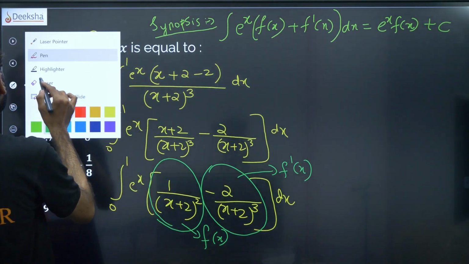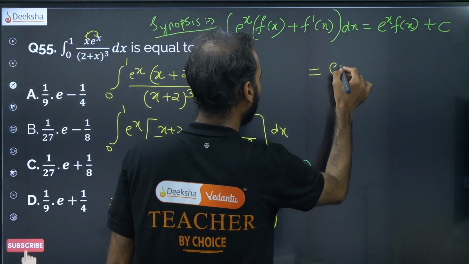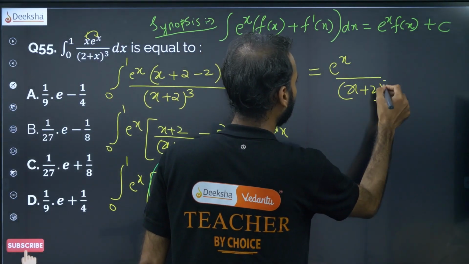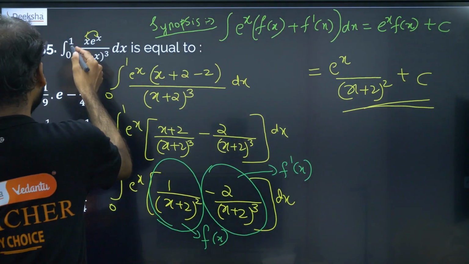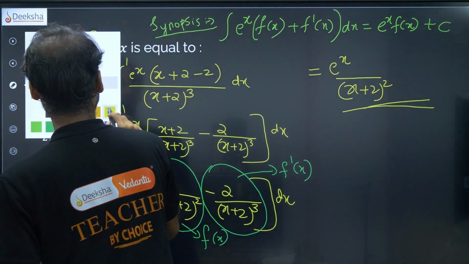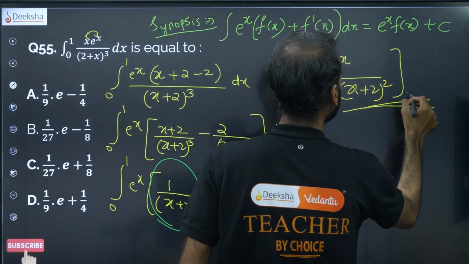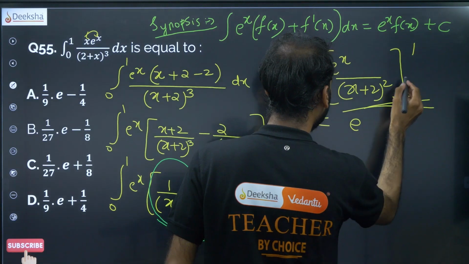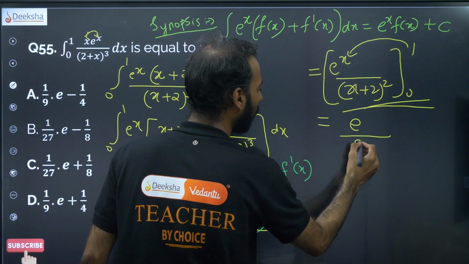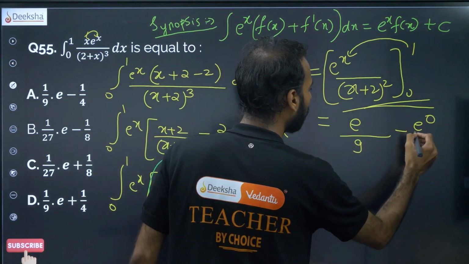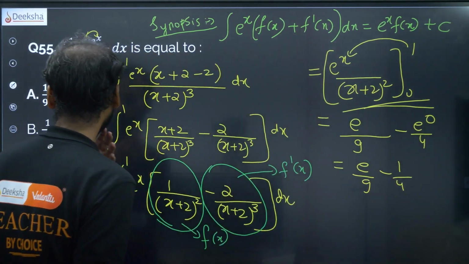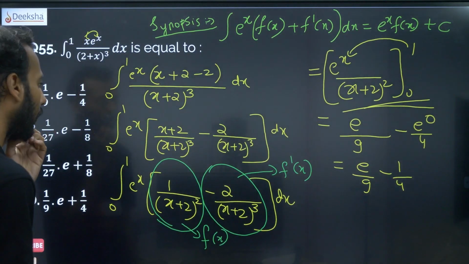Now if this is the case, we are left with e raised to x f of x. What is that f of x? 1 by x plus 2 square plus c. Since it is a definite integral, you should not write this c, and we are also left with the substitutions 0 to 1. Now this becomes e by 1 plus 2, if I am keeping 1 here, 3 square, 9, minus e raised to 0 by 4. So e raised to 1 by 9 minus 1 by 4. So option A is the answer.